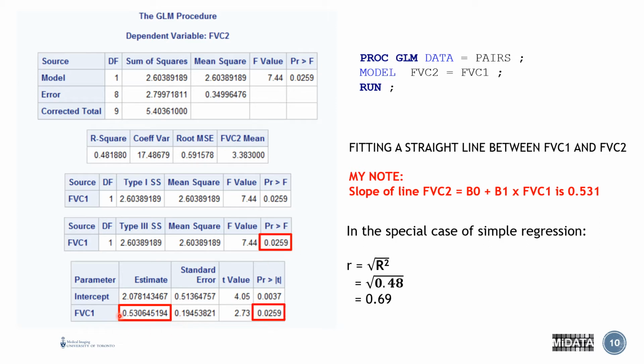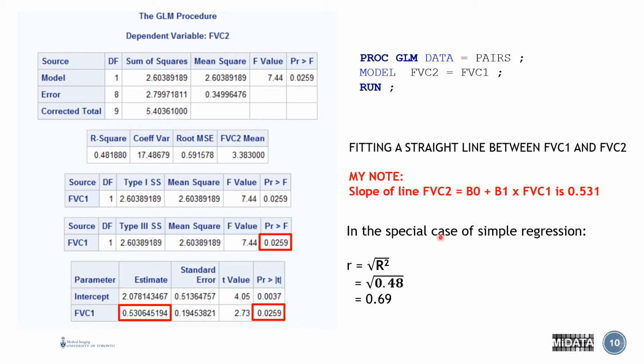And here's your estimate. This is your parameter estimate, 0.53. Now you're going to say, this p-value looks fairly familiar. So hang on to that thought. Here is the slope of the line, right? So you have beta naught, which is your intercept, plus beta 1, which is your coefficient for your slope, times FVC1, which is your independent variable. And the slope in this case is 0.531, which is given here by this estimate.